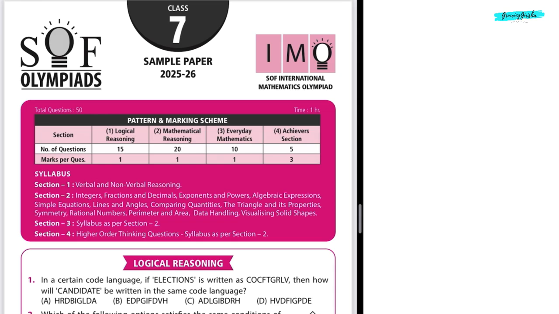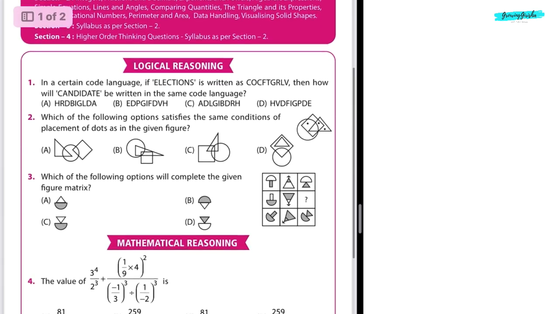Today we will solve International Mathematics Olympiad Sample Paper 2025-26 for class 7. Total questions will be 50 and time allotted will be 1 hour. Pattern and marking scheme and syllabus is given. You can pause the video and review it.